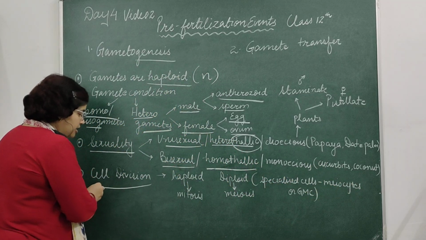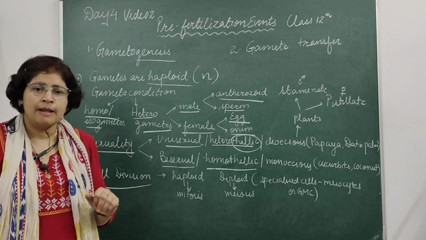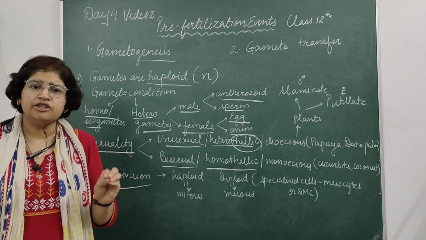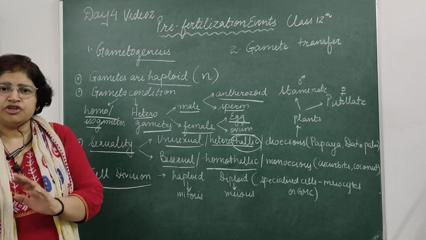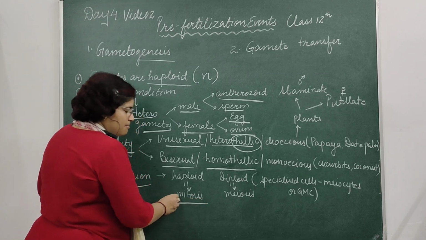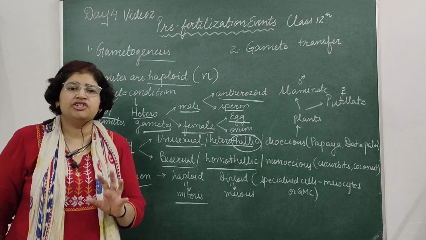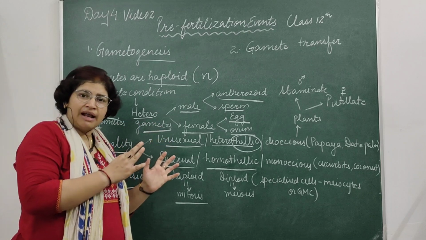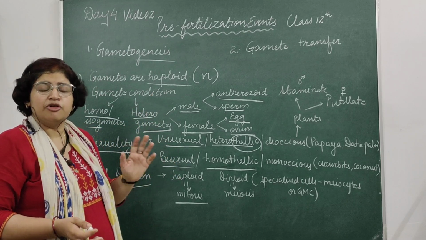Next term, cell division. Which kind of cell division helps in the formation of gametes? If the organism is haploid, meaning it has a single set of chromosomes, then it needs to maintain its chromosomes from one generation to the other. In that case, organisms will undergo mitosis. Mitosis is also considered equational division. It means maintaining the chromosome number in parents as well as in the offspring, that means the same number of chromosomes.